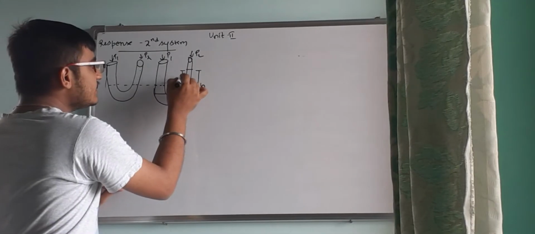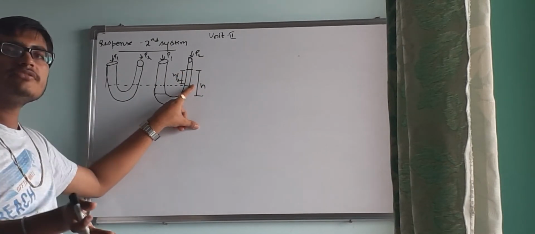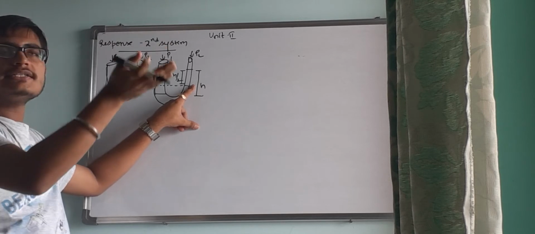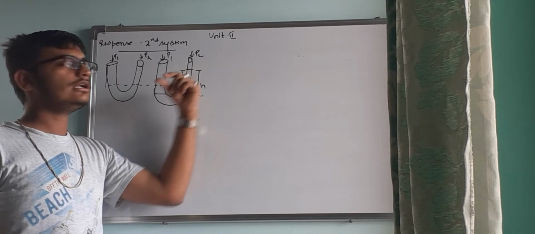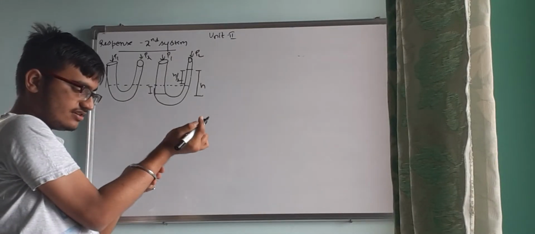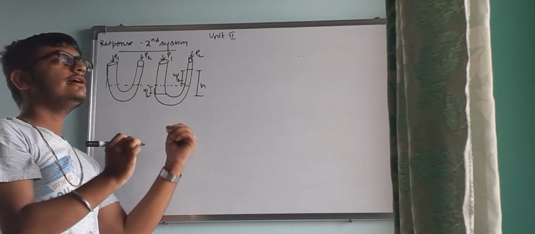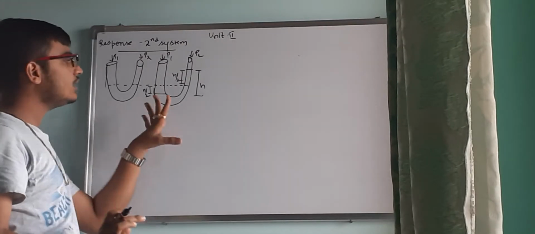The increase of the mercury level in the left arm or in the right arm is h by 2. So as there is an increase of h by 2 in this arm, obviously the mercury on the other side decreases due to the applied pressure, which is also h by 2. If h by 2 is increasing from this side, h by 2 will decrease from the other side, isn't it? So this is the situation.